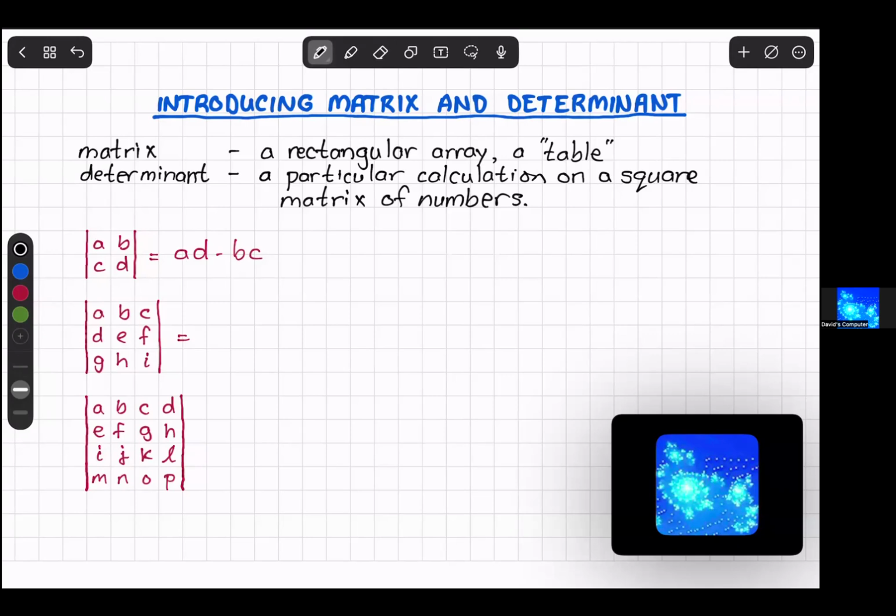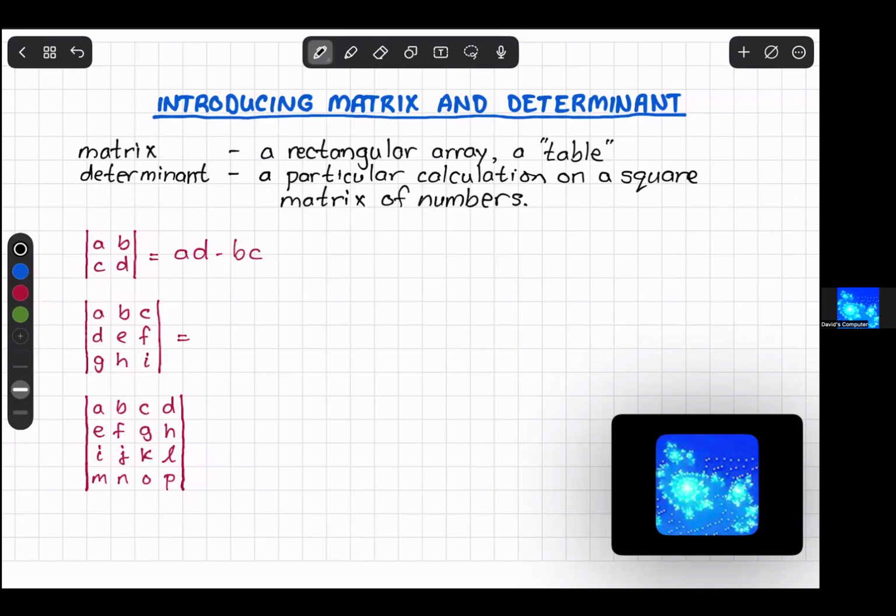We're going to use matrices and determinants to organize information. And if you haven't used these words recently, we'll just give you a quick introduction. A matrix, in its simplest form, is a rectangular array, a table of information. A determinant is a particular calculation on a square matrix of numbers.